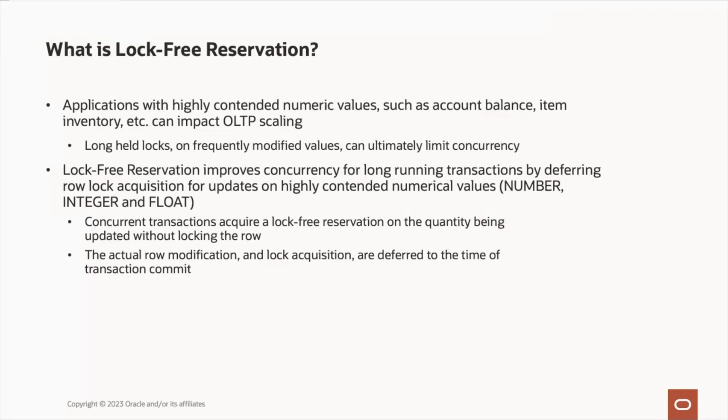So what's the best way to solve this? Lock-free reservation, also known as escrow locking, improves concurrency for long-running transactions by deferring the row lock acquisition until the actual update. Concurrent transactions acquire a lock-free reservation for the quantity being updated without actually locking the row until the time of commit.